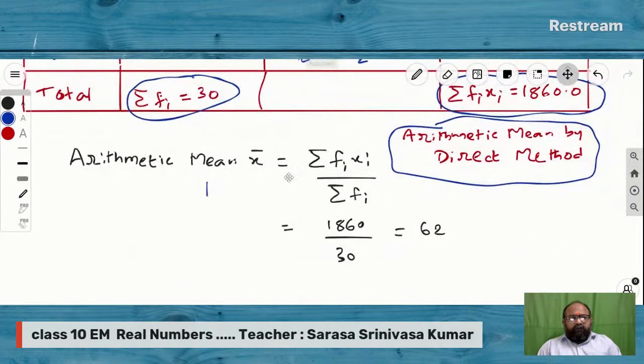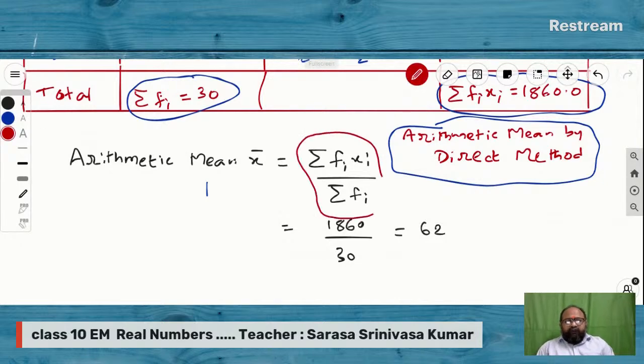Now we use the formula arithmetic mean x bar equal to sigma fi xi by sigma fi. We have already obtained this last column is 1860. The second column value is 30. So we got arithmetic mean 62. This process of obtaining arithmetic mean is called arithmetic mean by direct method.